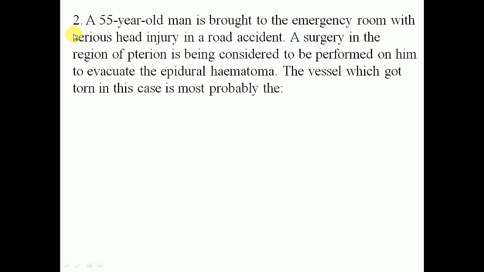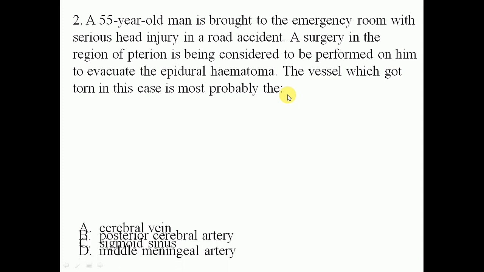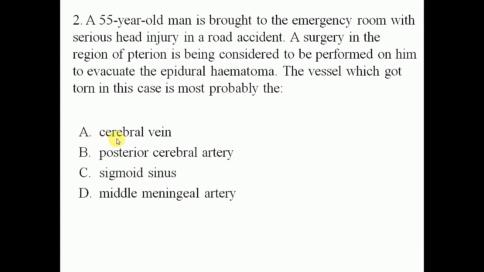Now coming to scenario 2, a 55-year-old man is brought to the emergency room with serious head injury in a road accident. A surgery in the region of Pterion is being considered to be performed on him to evacuate the epidural hematoma. The vessel which got torn in this case is most probably the A. Cerebral vein, B. Posterior cerebral artery, C. Sigmoid sinus, D. Middle meningeal artery. And the correct answer is D.